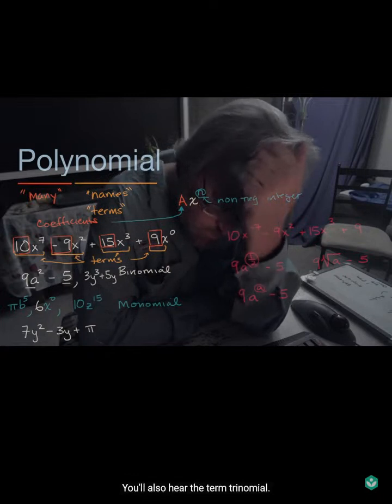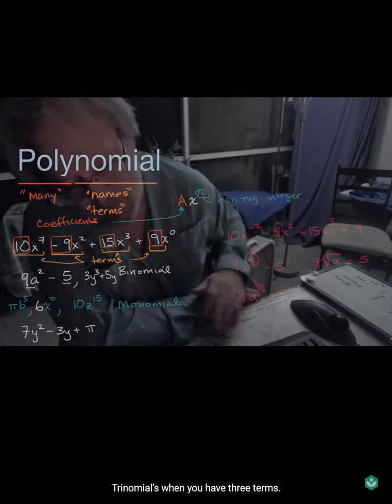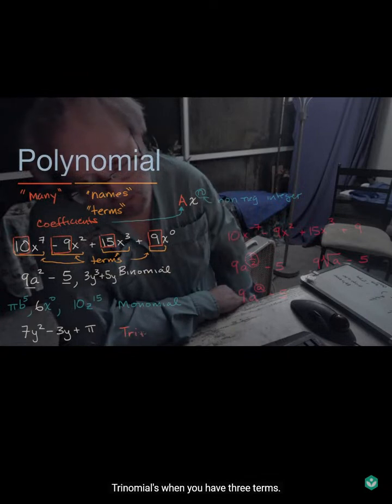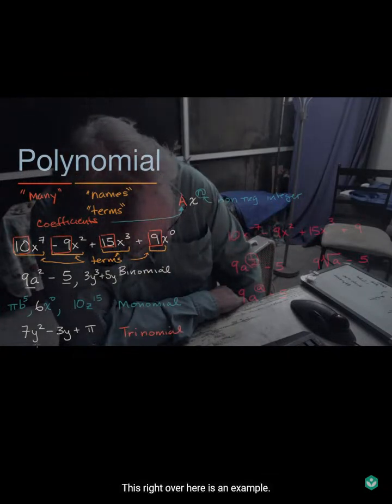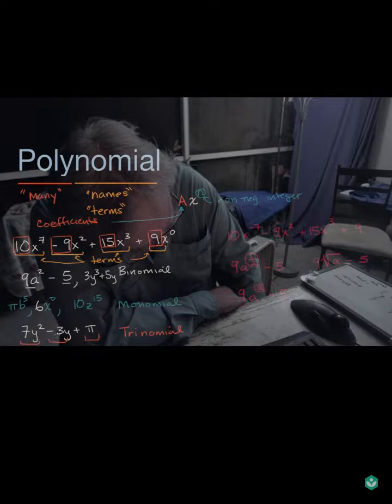Now you'll also hear the term trinomial. Well, trinomial is when you have three terms. Trinomial. And this right over here is an example. This is the first term, this is the second term, and this is the third term.